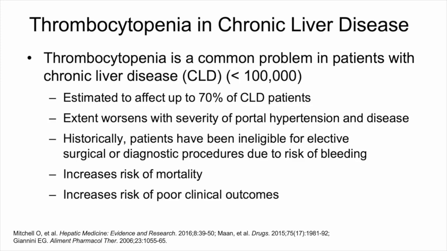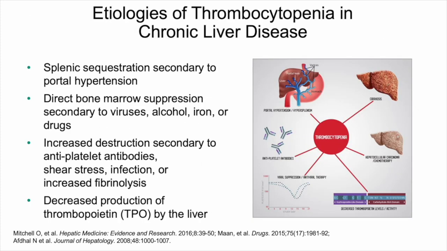So what causes thrombocytopenia in chronic liver disease? There are multiple contributing risk factors here. Certainly splenic sequestration due to portal hypertension is a major contributor. But in addition, there's direct marrow suppression due to various viruses, those with alcohol use disorder, iron, certain medicines suppress the platelet count, synthetic pathway as well, the thrombopoietin levels, et cetera.